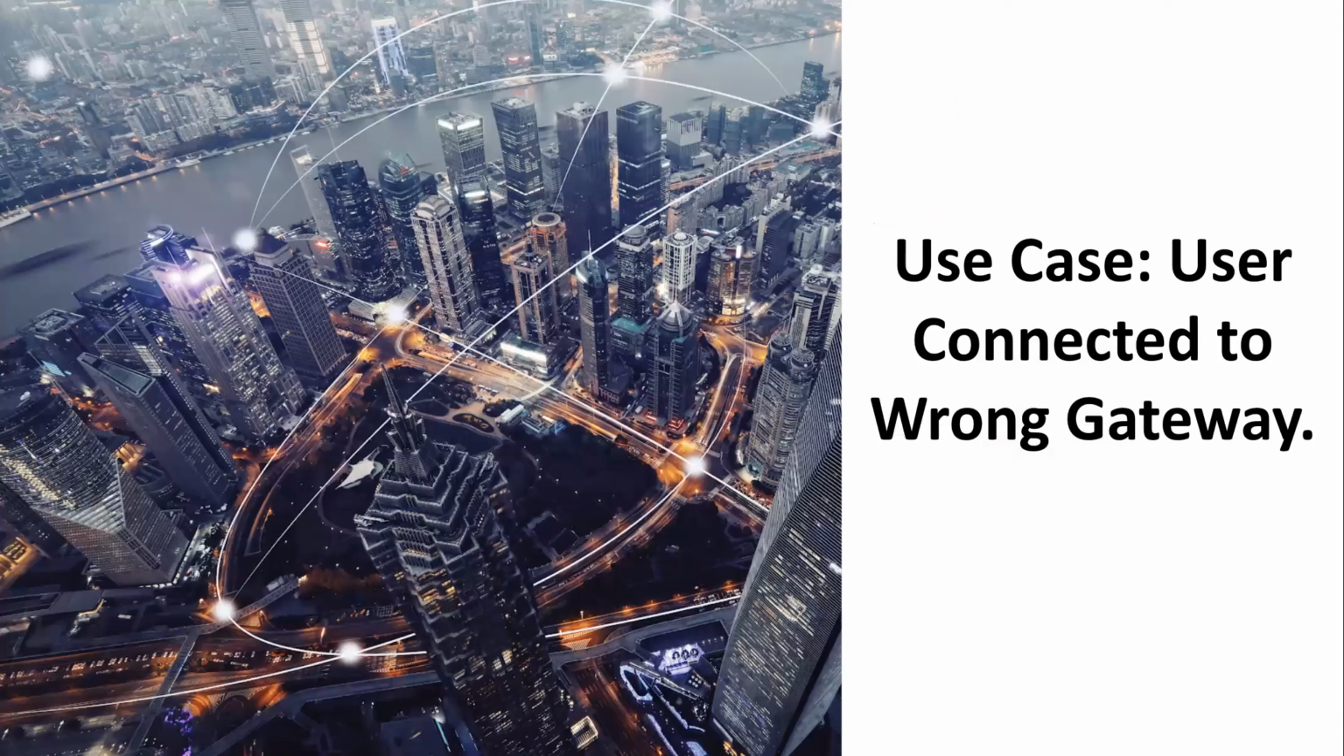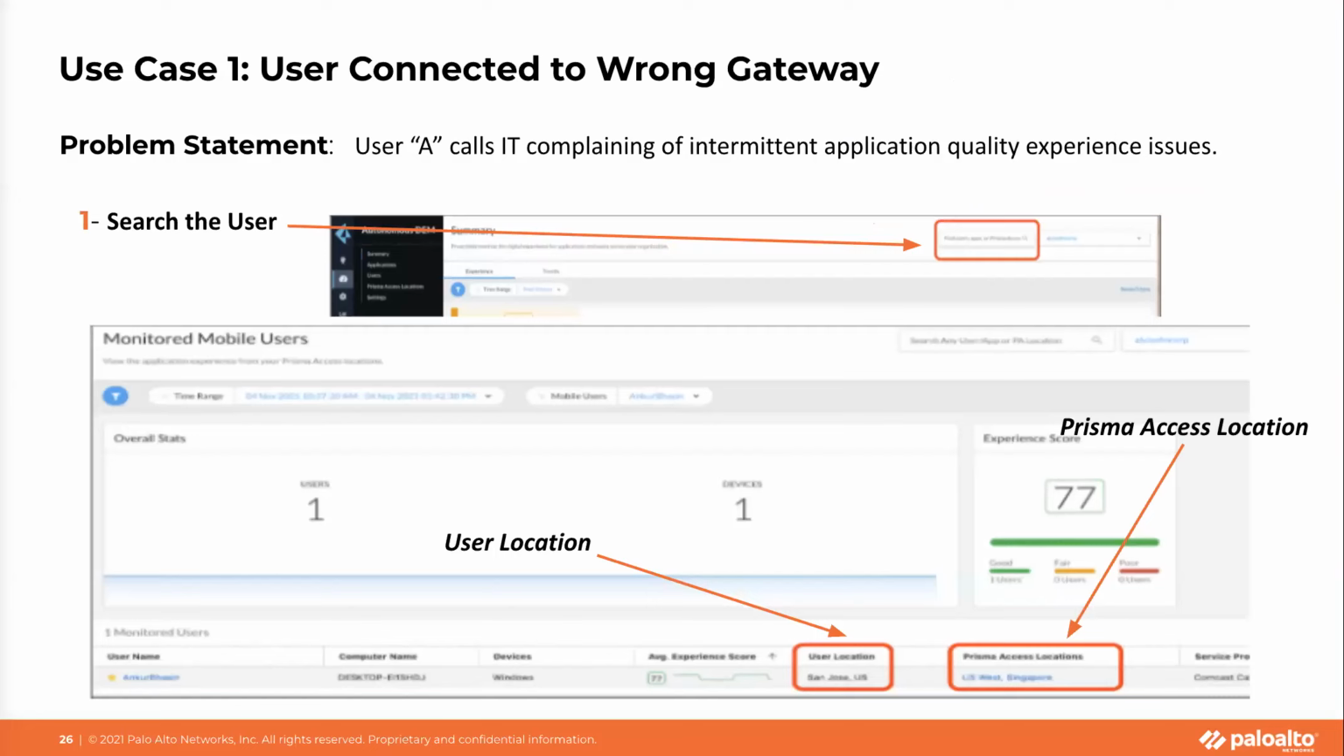Let's discuss some use cases for the ADEM mobile user solution. The first case I'm talking about here is a situation where the user is connected to the wrong gateway. Let's consider a situation where user A calls IT, complaining of intermittent application quality experience issues.